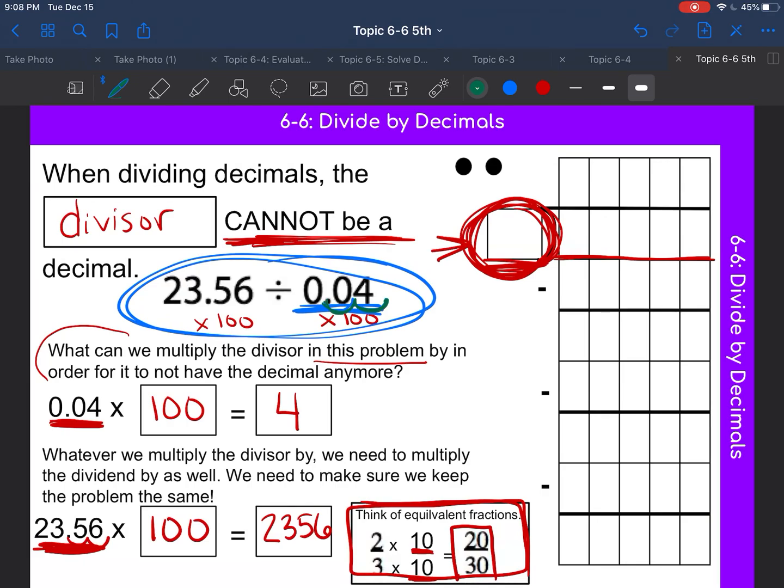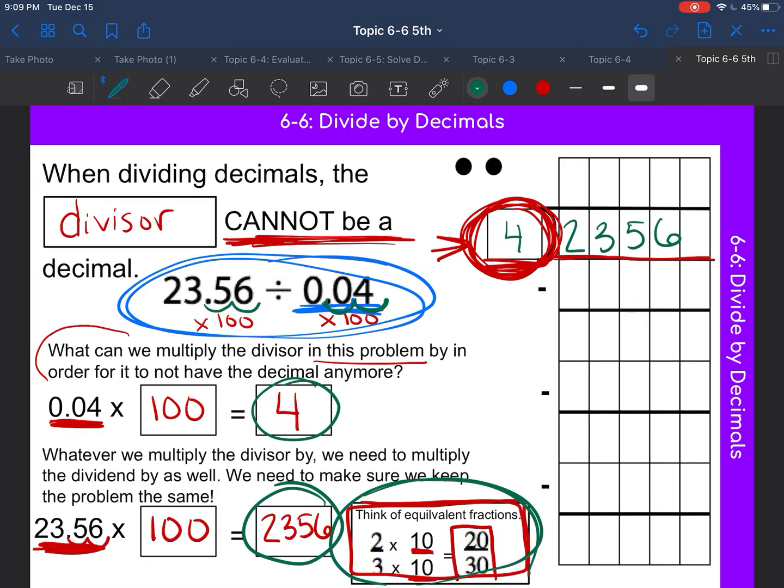We shifted it twice, so it's just 4. But again, if you think about equivalent fractions, you have to shift this decimal twice as well. You have to keep it the same. If you only change one, the whole entire problem is different. So now we really have 2,356 divided by 4. And now we can complete this problem just like a regular division problem, okay?